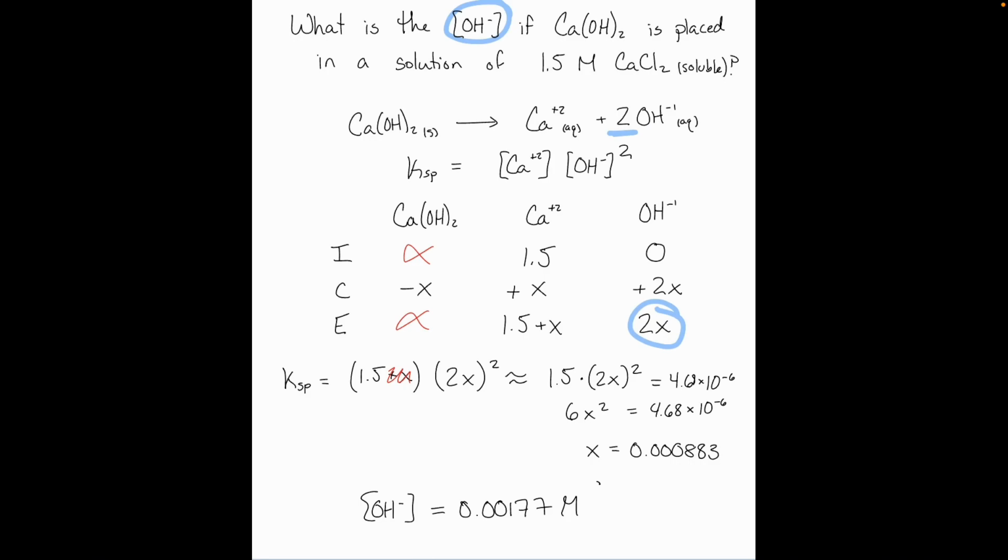All right, so again, when you're doing your ICE tables, it's really easy to get lost turning numbers into new numbers. You always want to take a step back and make sure that you understand what you just solved for. In this case, X is always going to be my molar solubility. But if I want the concentration of hydroxide, I have to use 2X. Because according to my ICE table, that's what hydroxide concentration is.